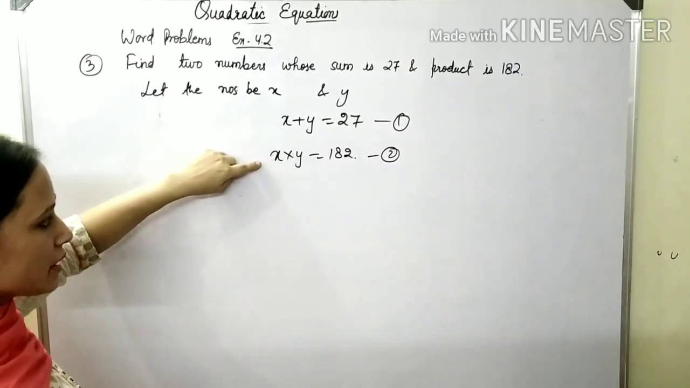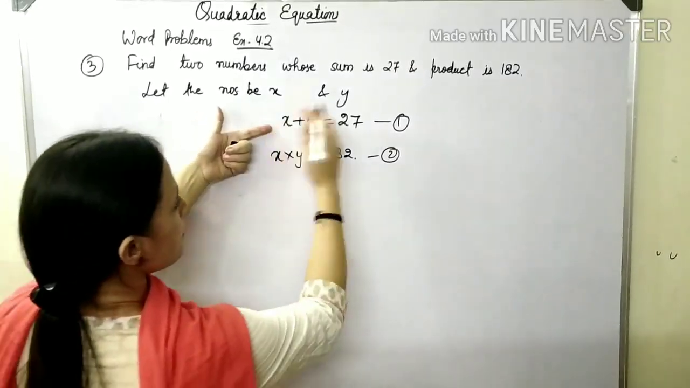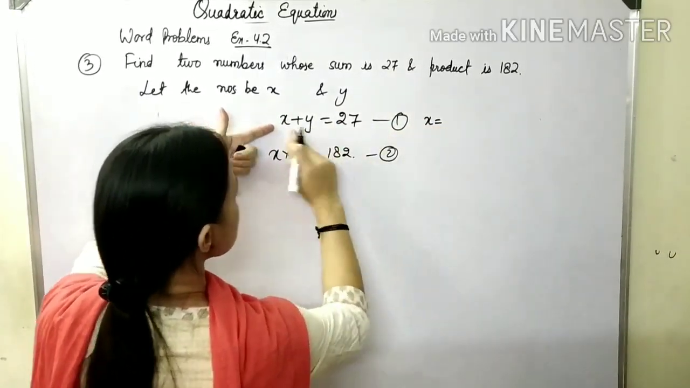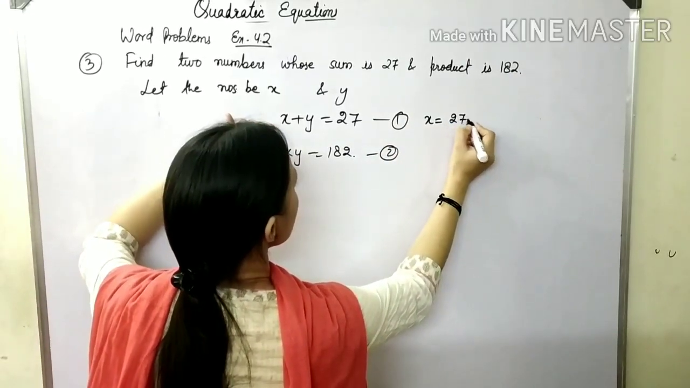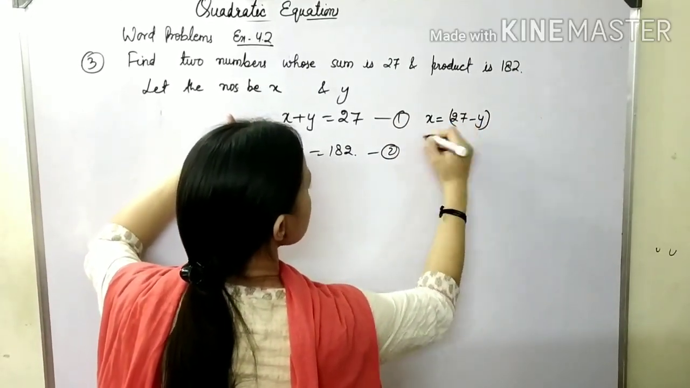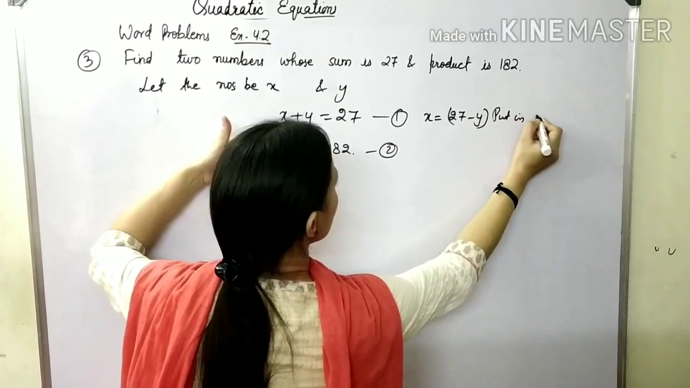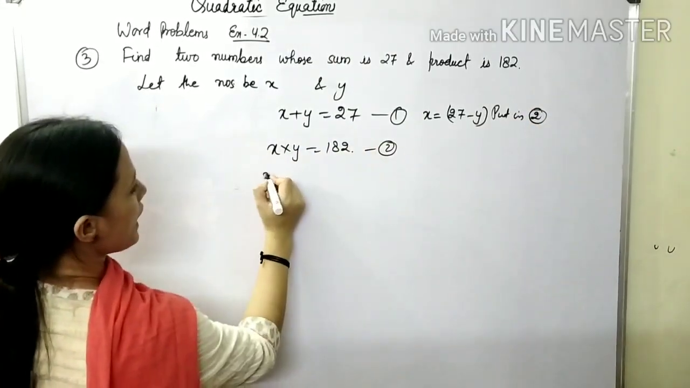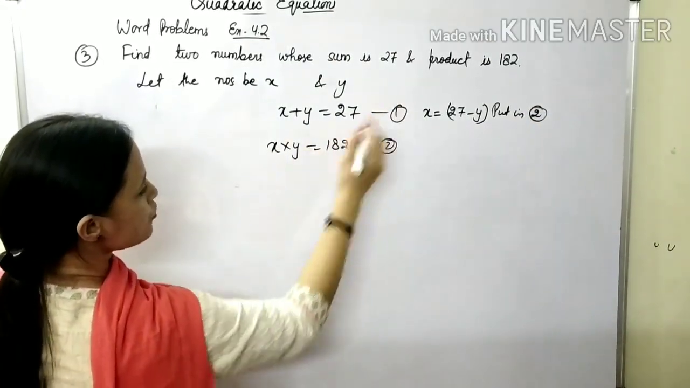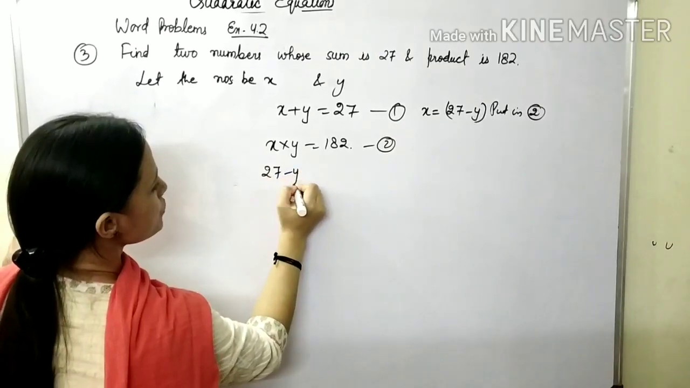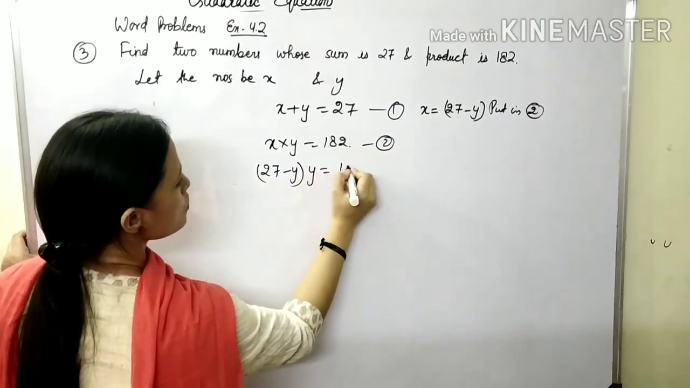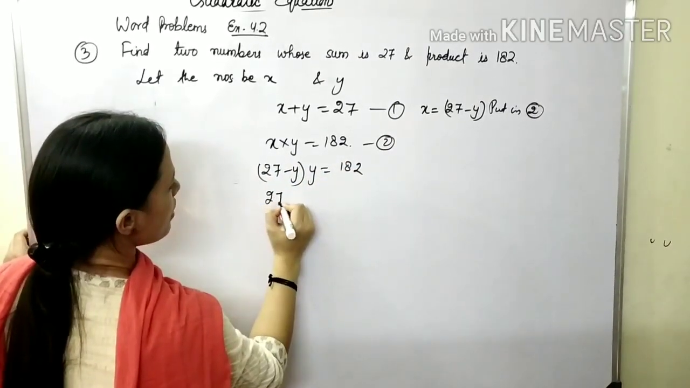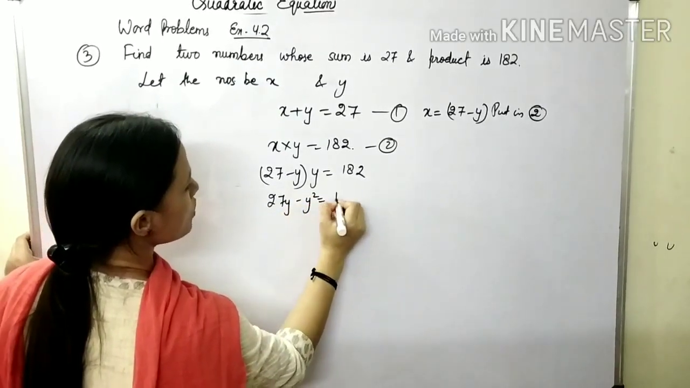Now I have to solve it. How do we solve it? By the substitution method. Solving, x is equal to 27 minus y, and this I am going to put in equation 2. So x is 27 minus y, into y, is equal to 182. So 27y minus y square equals 182.